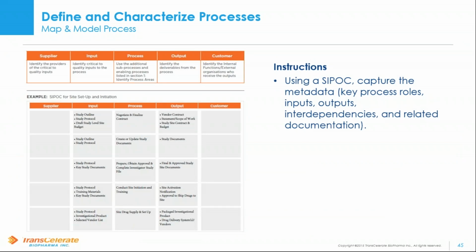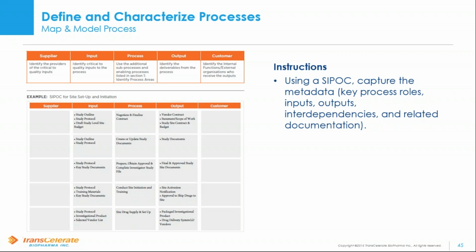Step 2 is map and model process. In this step, we use a SIPOC, which is made up of the following parts. So supplier, who is the provider of the critical quality inputs; input, which is resources required by the process; process, which is scalable to any level within the process area; output, which is the deliverables from the process; customers, which is anyone who received a deliverable or output from the process.